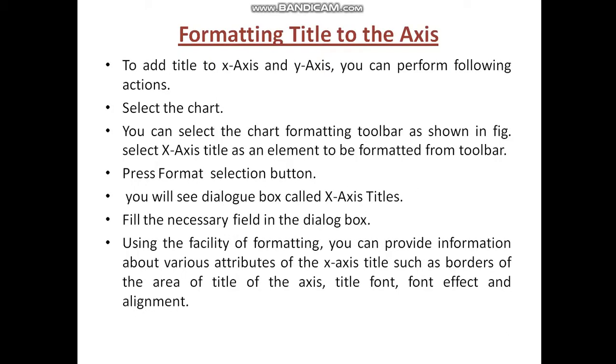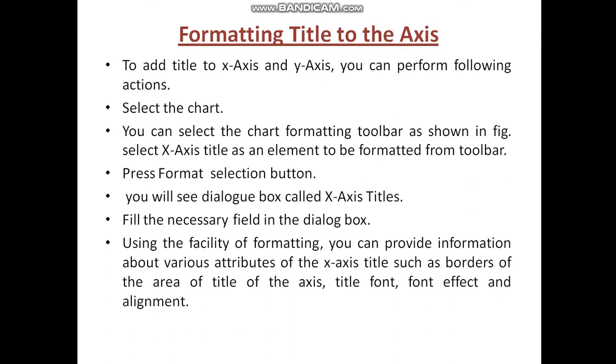Next, formatting the title to the axis. Now, in charts there are mainly three types of axis available: x, y, or z. But mainly we see two types of axis in a chart, which are the x-axis and the y-axis. The horizontal line displays the x-axis and the vertical line displays the y-axis. To add the title to the x-axis and y-axis, you can perform the following action.